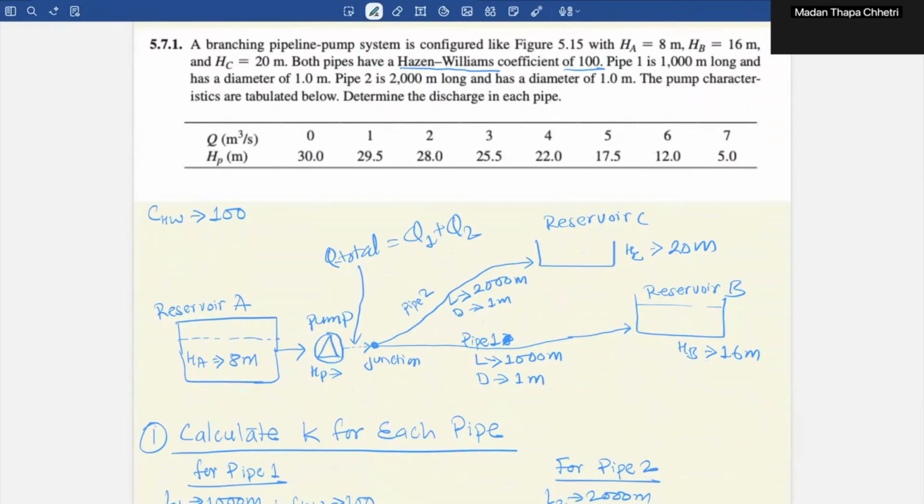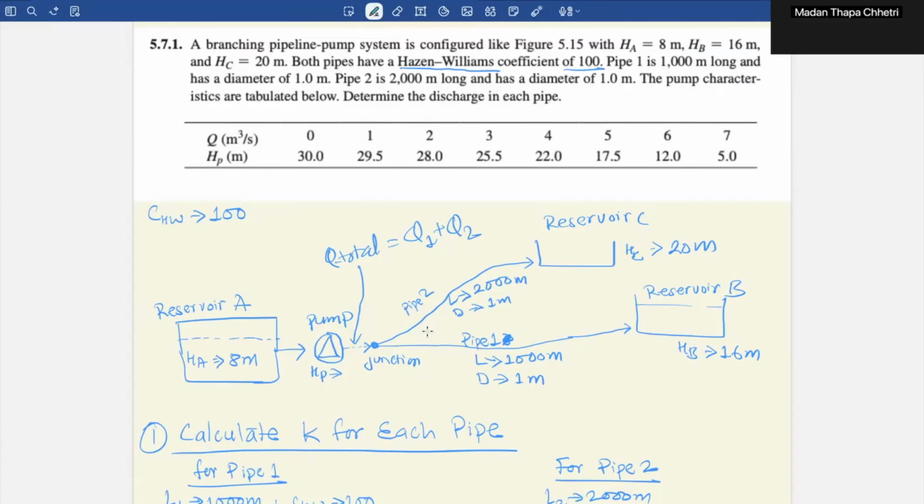Now let's move to the last question, the fifth one. This is the most complex problem that we are dealing with today. We have a pump feeding water from reservoir A to a junction, and from that junction the water is split into two pipes, pipe 1 and pipe 2, that go to reservoirs B and C at different elevations.